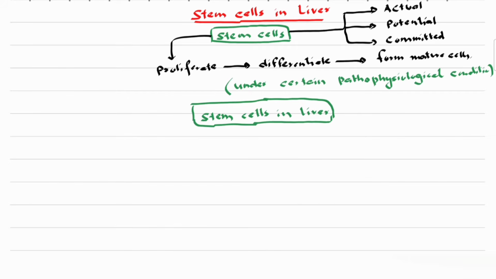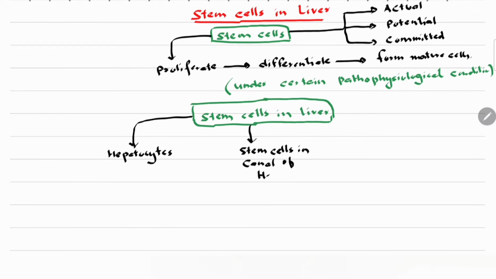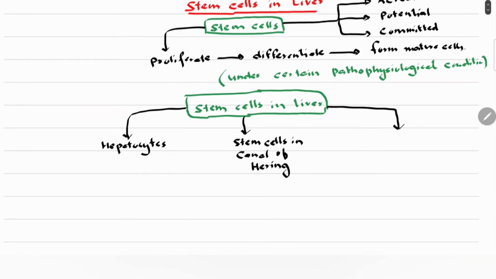Now coming to stem cells in liver, they are of three types. One is hepatocytes itself. Second is stem cells in the canal of Hering. And the third one, stem cells from the bone marrow.